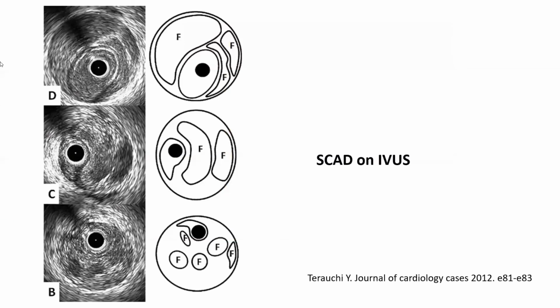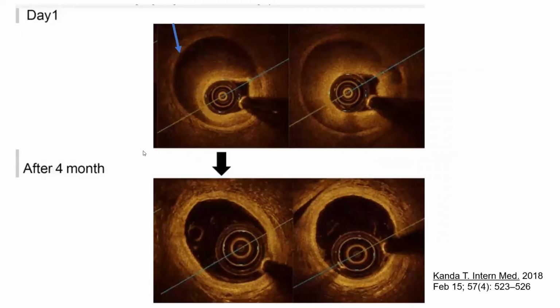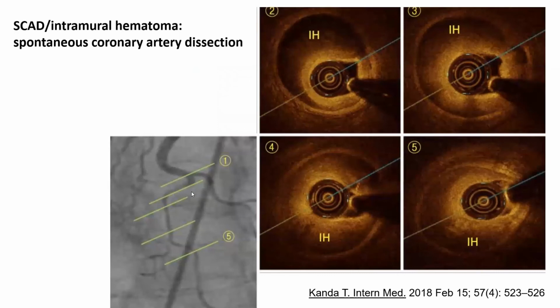I want to show you SCAD on IVUS. Here's the thing: when we have a spontaneous coronary artery dissection, most often we try to make an angiographic diagnosis, okay? Because wiring that and doing OCT or IVUS by itself can expose you to a risk.